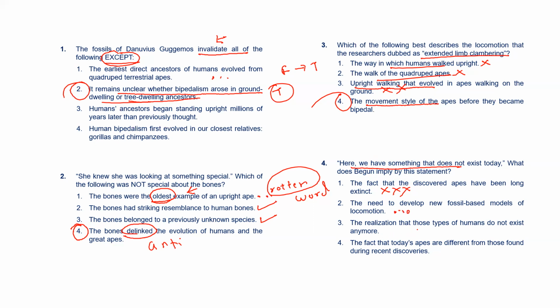The realization that those type of humans do not exist anymore. Oh, 1 and 3 are both very safe, so they can't be the answer. 4, and this is also wrong. 4, the fact that today's apes are different from those found during recent discoveries. Only one discovery is being talked about. Today's apes are different has not been talked about, out of the scope.